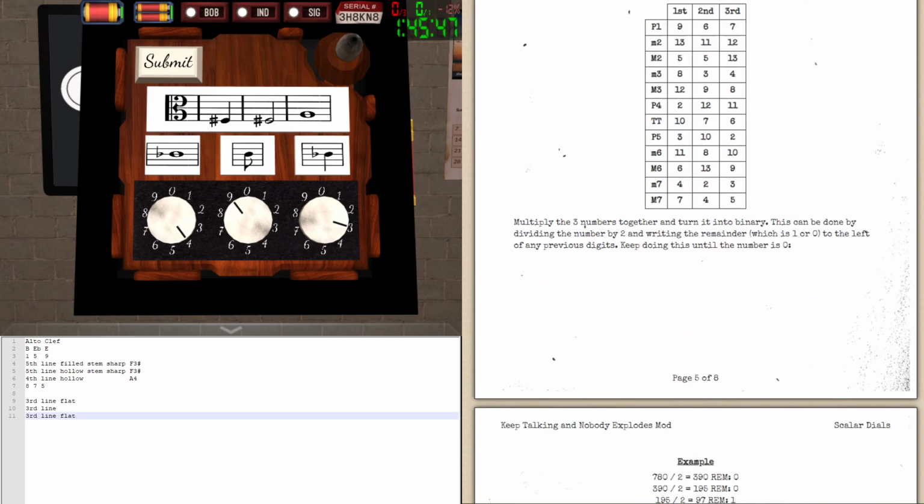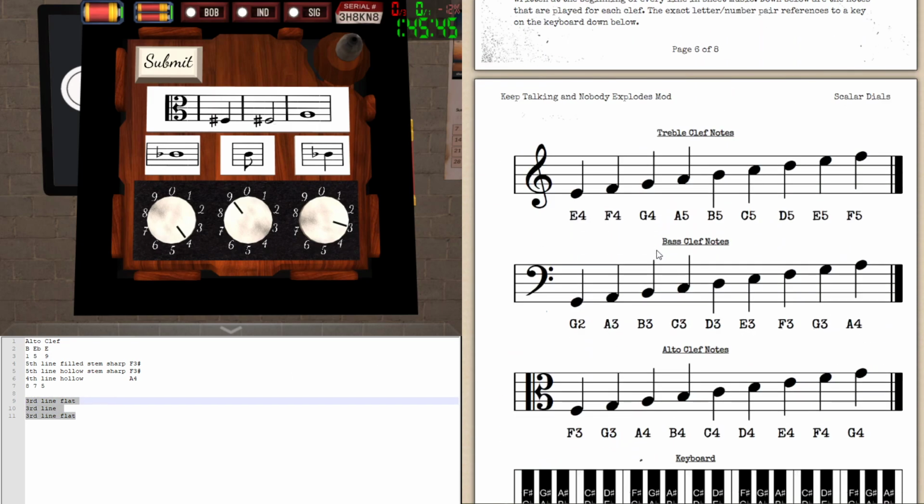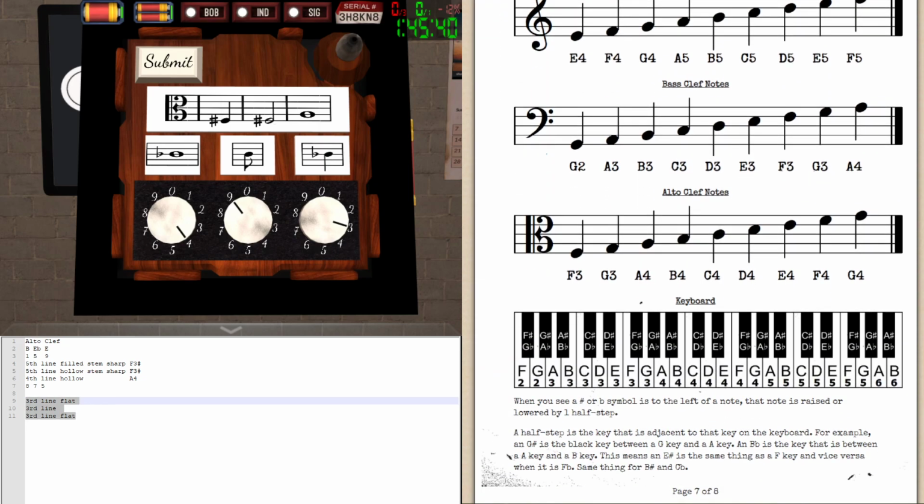So we've got to figure out what these notes are, which is going to be pretty easy. We go back to the autoclave. We find C4. So this is going to be C4 flat, and the same thing, a C4 flat, and this is going to be C4 as well. So we just basically figure out what our notes are.